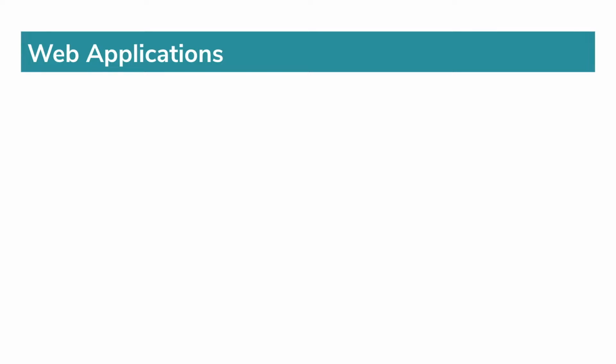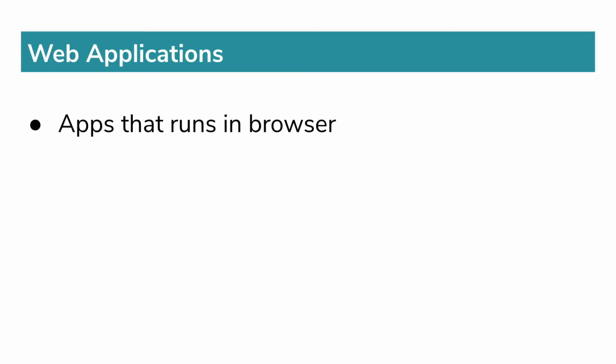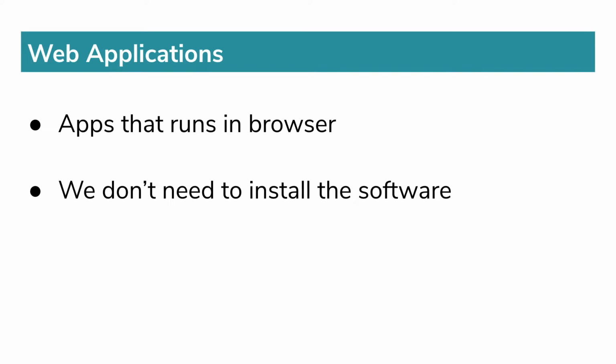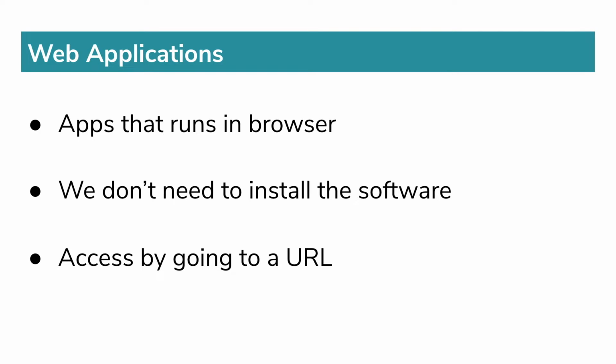Web applications are apps that run in our browser. We don't need to install them on our computer. We access them by going to a URL. One example of a web app is Google Sheets. We use it in our browser and do not install it like Microsoft Excel.